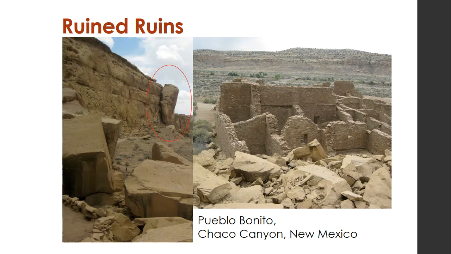We can also see, this is a picture from Pueblo Bonito in Chaco Canyon in New Mexico, which I highly recommend visiting if you have a chance to. This is a prehistoric Native American village. And so you can see things like this, right? This one here is going to eventually weather enough that it's going to fall. And you can see here rock falls that have happened that have destroyed parts of these structures.